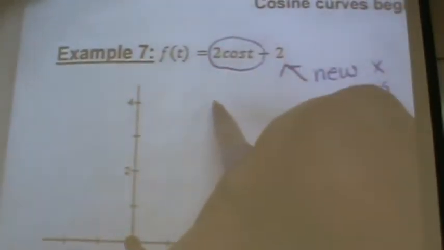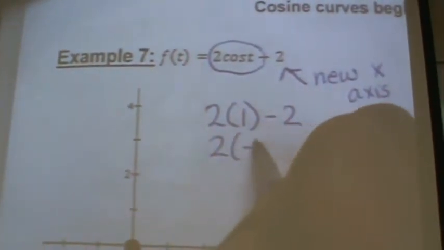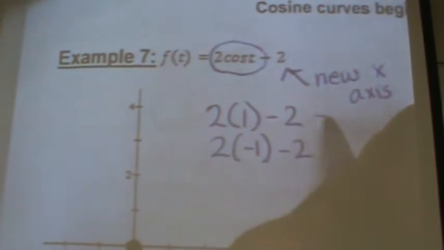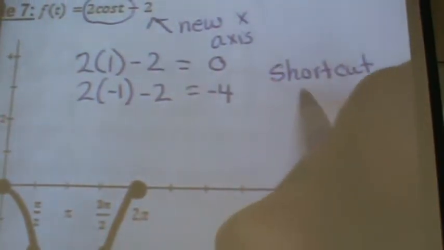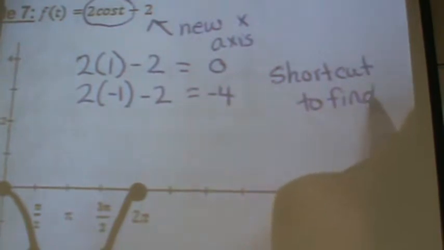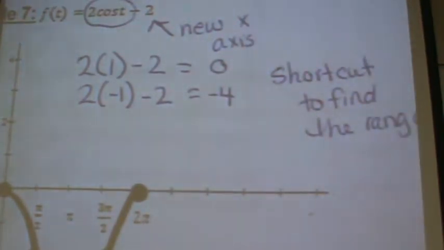Let's do my little trick here and see if that worked. What was my trick? 2 times 1 minus 2. And 2 times -1 minus 2. Do we get 0 and -4? Yes, we do. That's our little shortcut to find the range. Okay, one more.